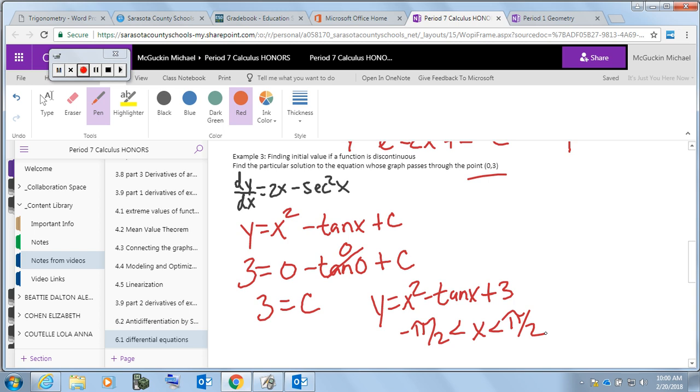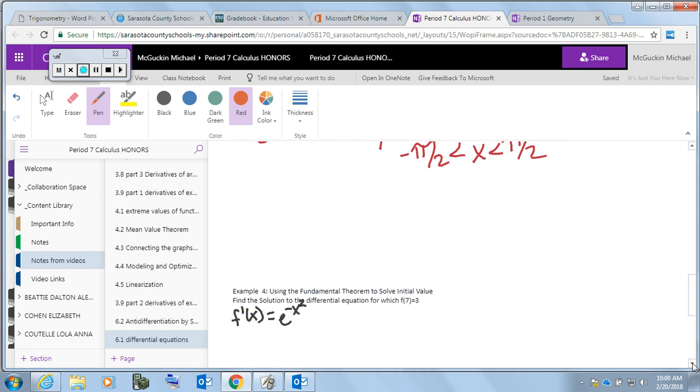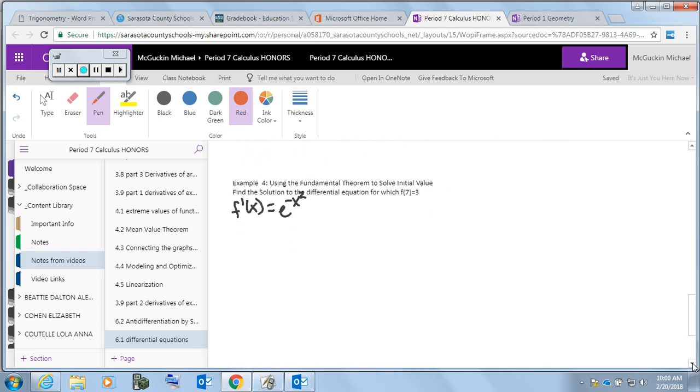So let's take a look at another one here as well. We said the second part of this video had a focus in which we were going to use the fundamental theorem to solve an equation. This is: find the solution to the differential equation f prime equals negative x squared, for which f of 7 equals 3. So when x is 7, y equals 3.